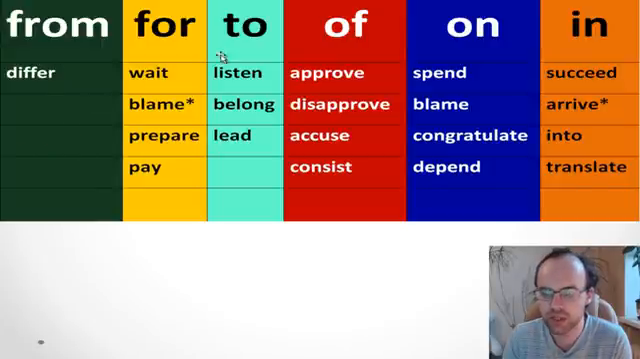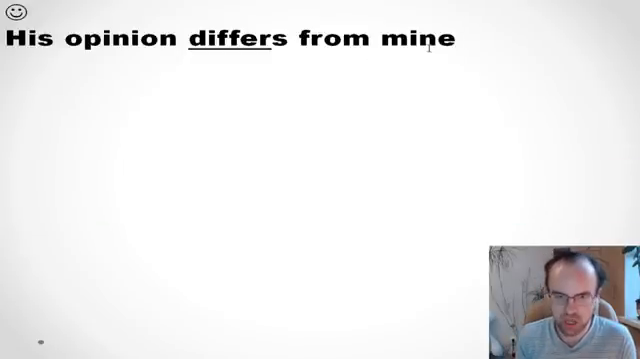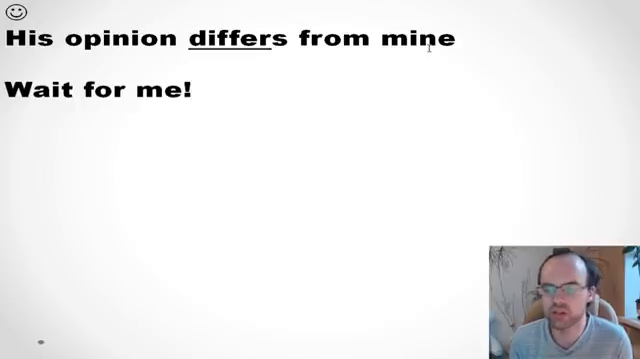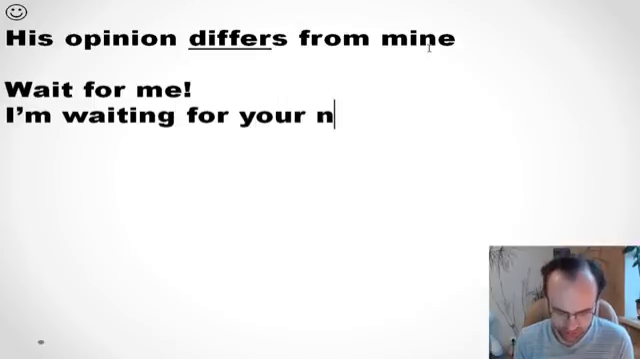So good, that's clear. So let's talk about for and the verbs which we need to use with for. So remember, my friend, wait for. For example, wait for me. Students often forget about for. Wait for me, okay? Or you can say, for example, I'm waiting for your next lessons with impatience. I'm waiting. So it's present continuous.